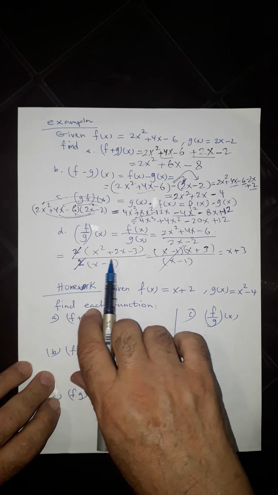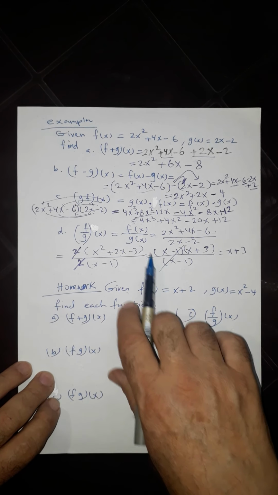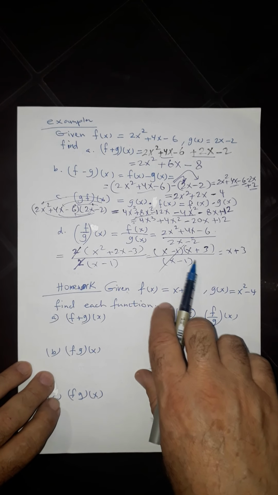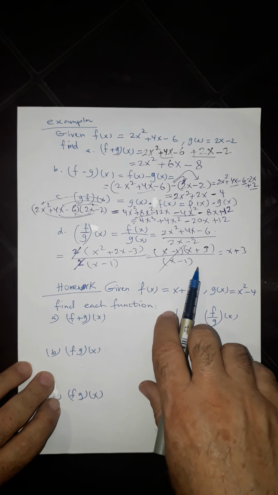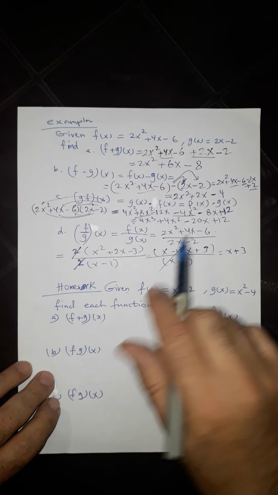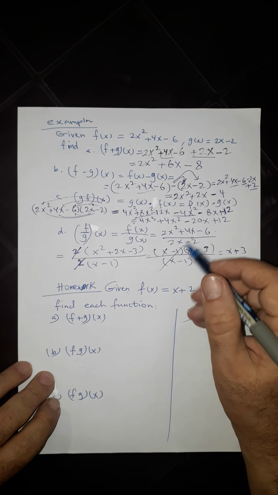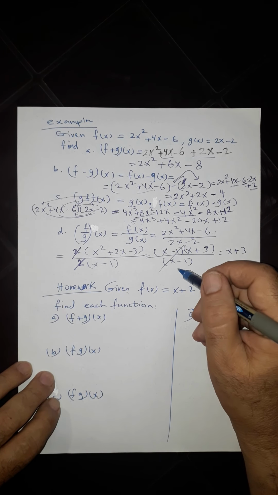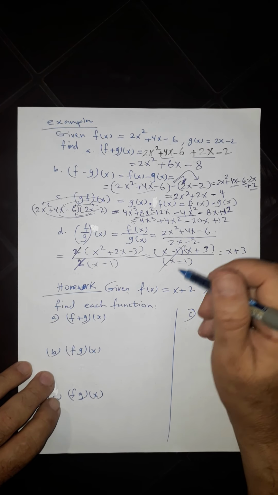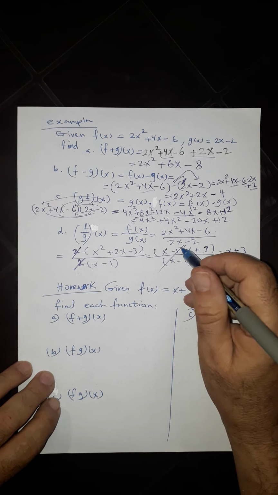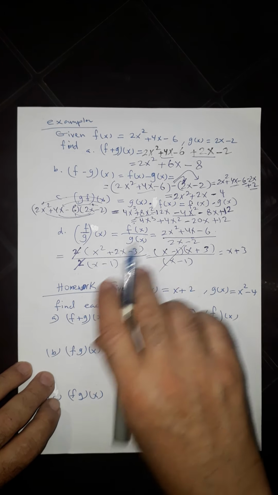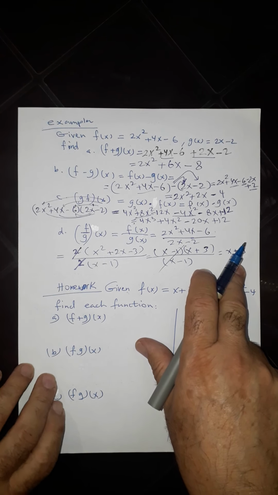Now, x squared plus 2x minus 3 can be factored into x minus 1 times x plus 3, divided by x minus 1. You can cancel out x minus 1 from the numerator and denominator. Just cancel out x minus 1. You end up with x plus 3.